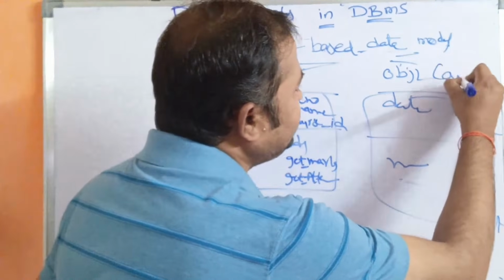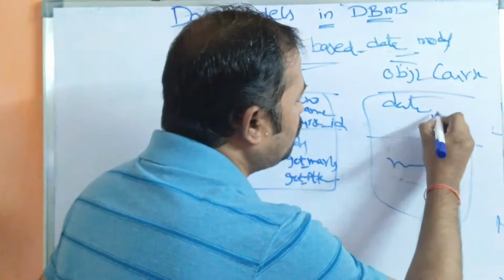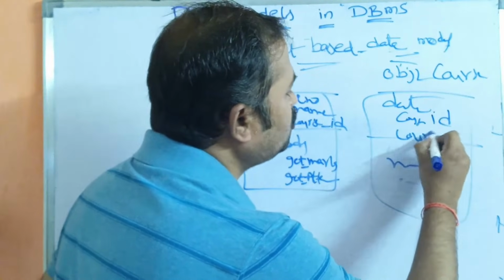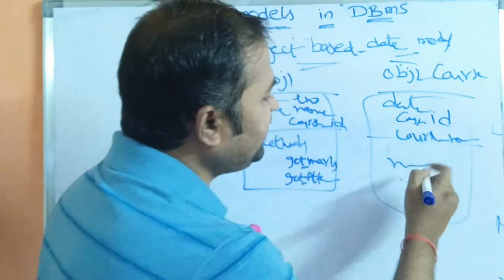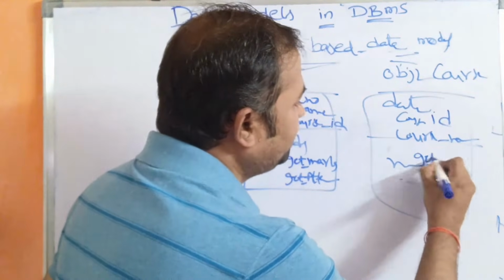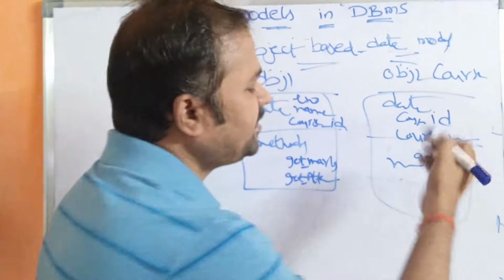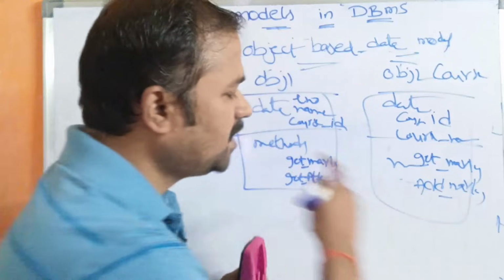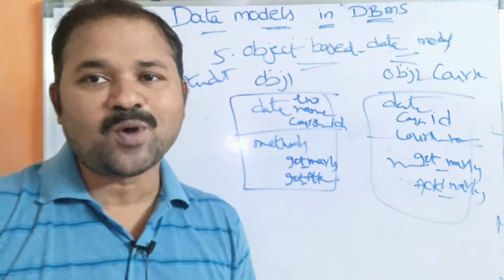Let the second object be course. Course will have course ID. Next, course will have course name. Next, here we can perform so many operations. We can get the marks of a particular student by using the getMarks method. We can add the marks for a particular student using the addMarks method.